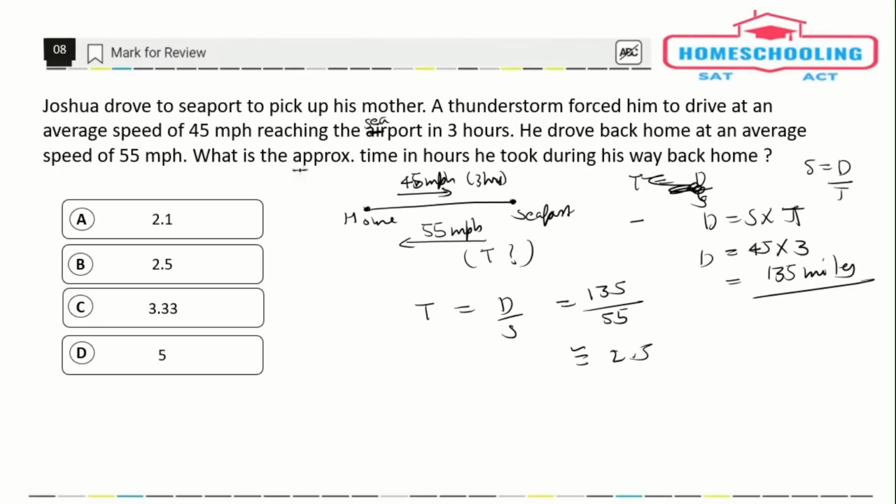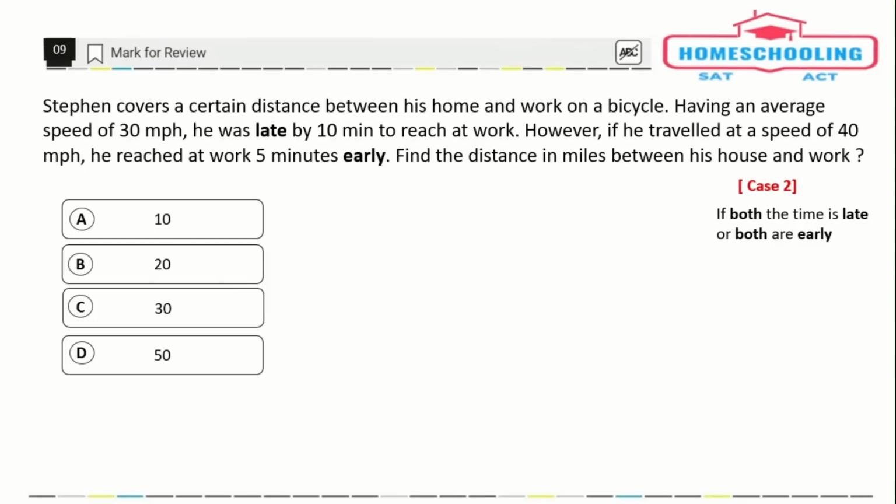So we have to find the approximate time for coming back home. It was somewhere around 2.467, which is nearest to 2.5. So option B is your correct answer. Now let's move on to the next question.